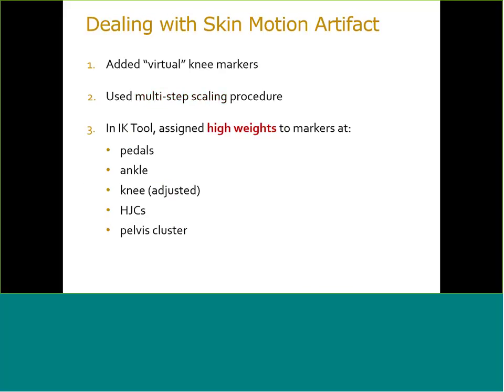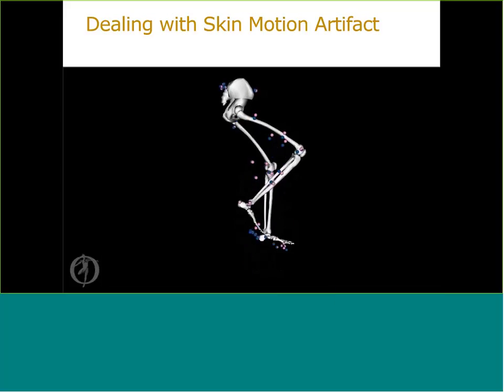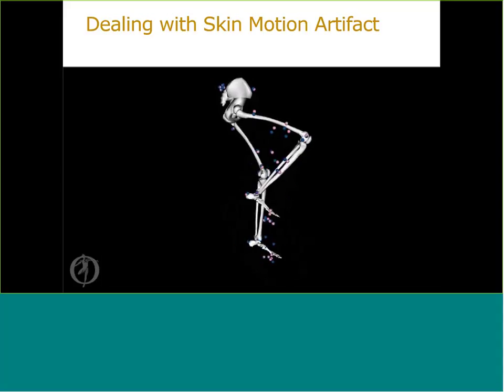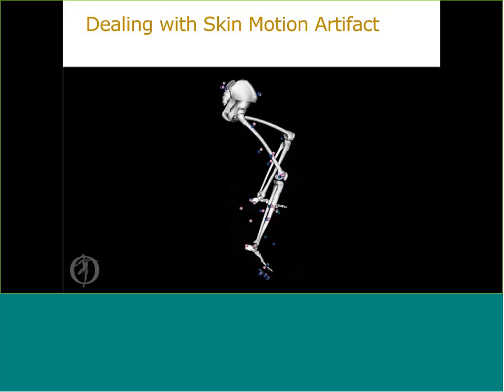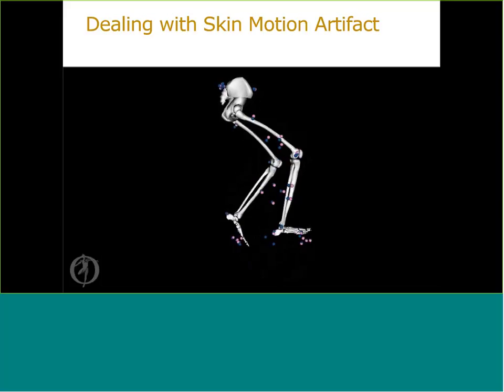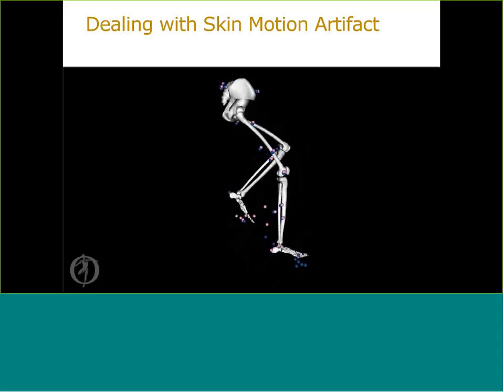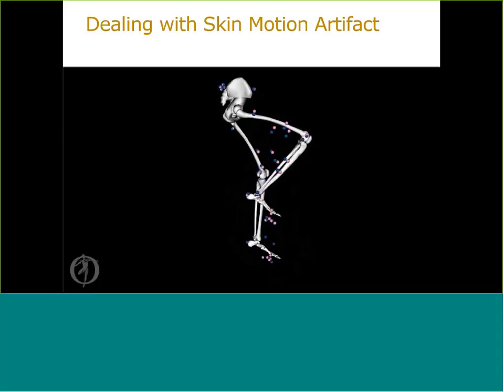And then our last strategy when tracking the subject's kinematics was to assign high weights to the markers that we had the most confidence in. So these are markers at the pedals, at the joint centers, and the pelvis clusters. And these markers were not really affected by skin motion artifact. So we'll show you the inverse kinematic solution for one trial. The pink markers are fixed to our model, and the blue markers are our experimental data. And you can see that even though there's substantial skin motion artifact, the pelvis cluster and the pedal markers are tracking really well.